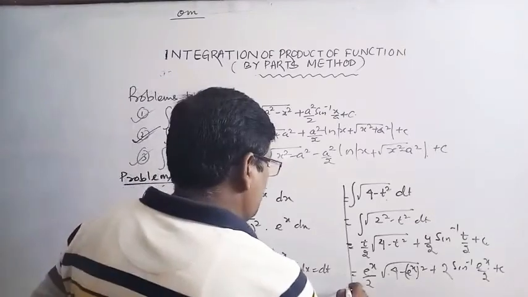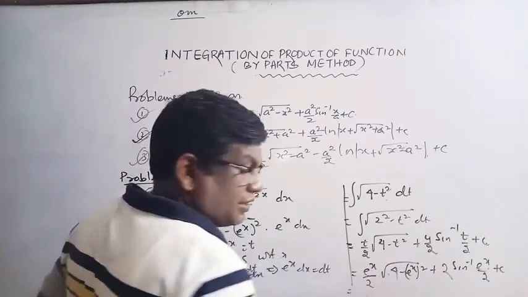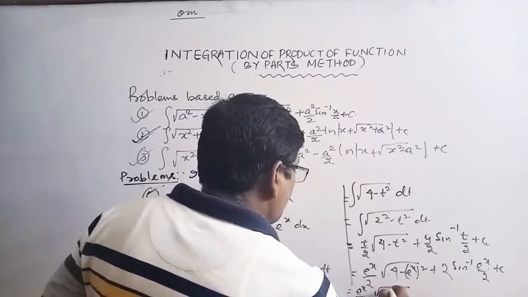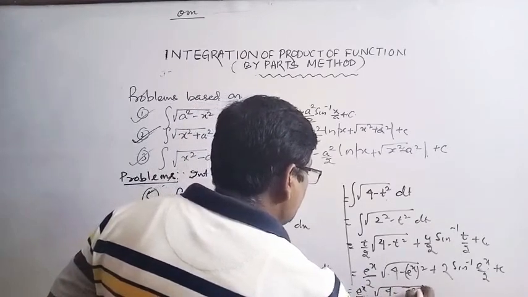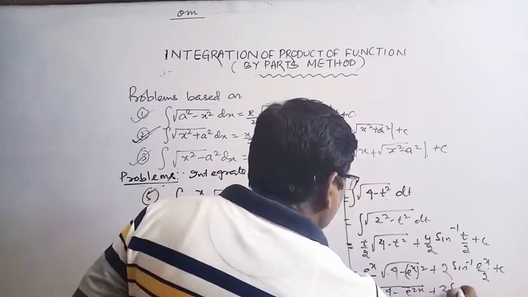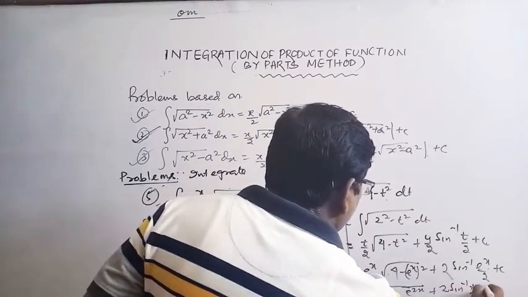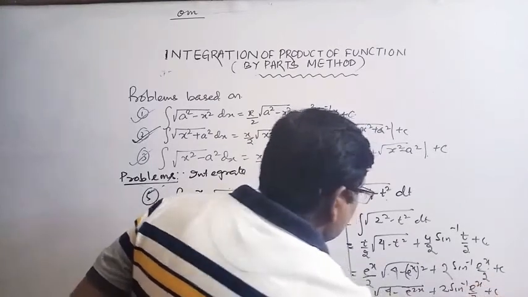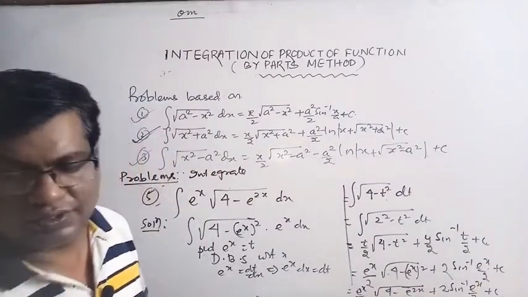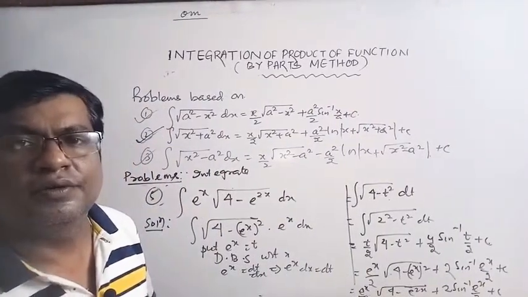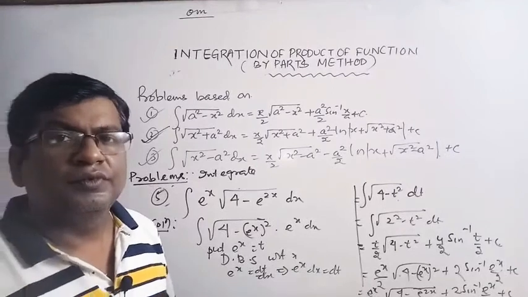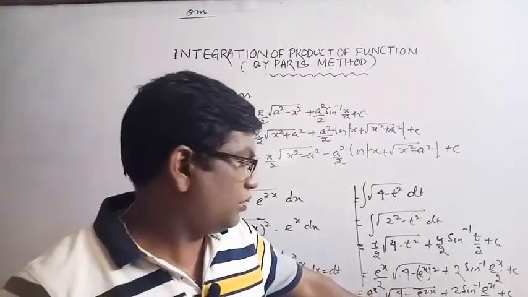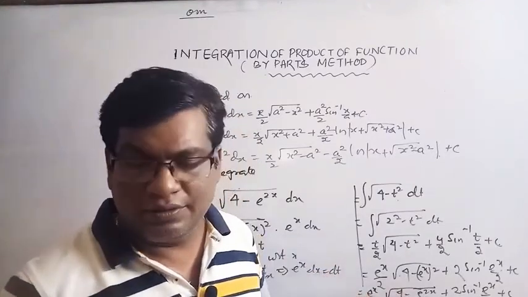So that is equal to e to the x by 2 root over 4 minus e to the 2x plus 2 into sine inverse e to the x by 2 plus c. This is the answer. Okay, this is the answer. Clear? This is 4 minus e to the 2x root over. Clear?